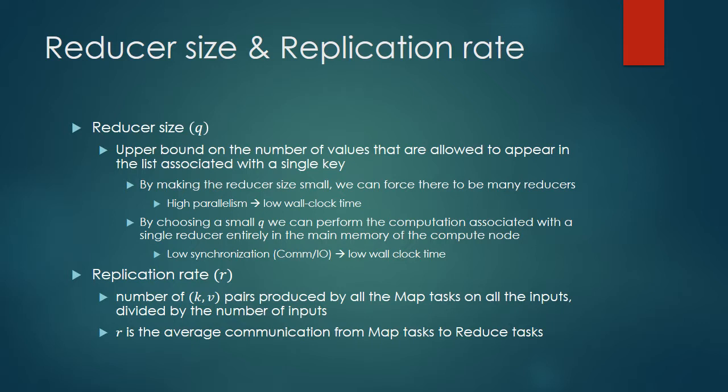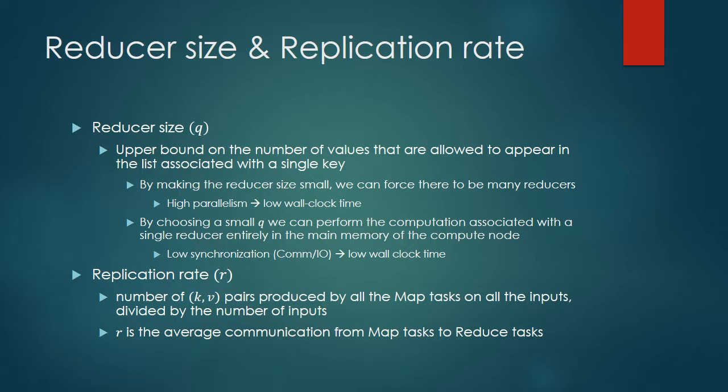The other factor that you should think about is the replication rate. This is directly related to the communication between the map and the reduce tasks. The replication rate is the number of pairs produced by all the map tasks divided by the total number of inputs. In the matrix multiplication case, it's completely symmetric, so it's the same, but in general, this is an estimate of the average communication from the map to the reduce tasks. Is this clear? Do you understand these two numbers?